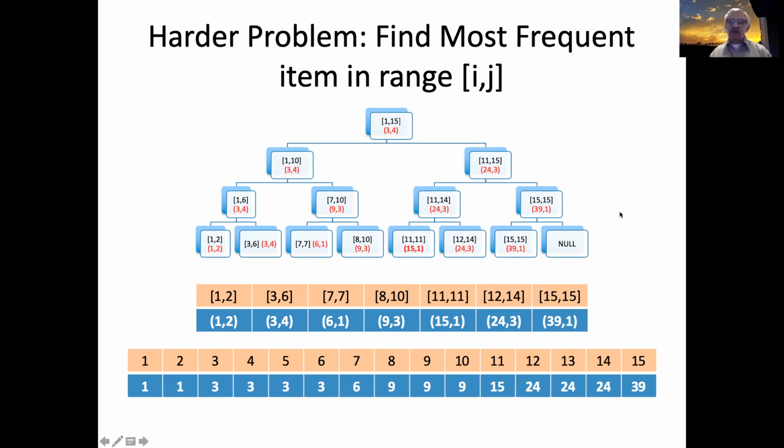So now I want you to think about how you're going to find the most frequent item from anywhere to anywhere. Should we try and figure this out? Should we go from, say, 7 through 14?